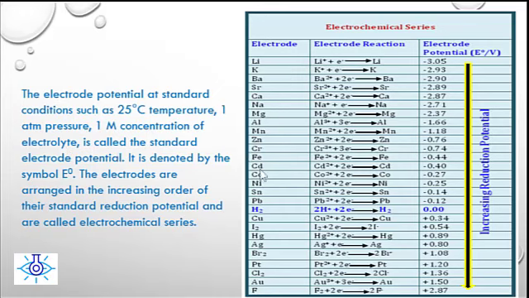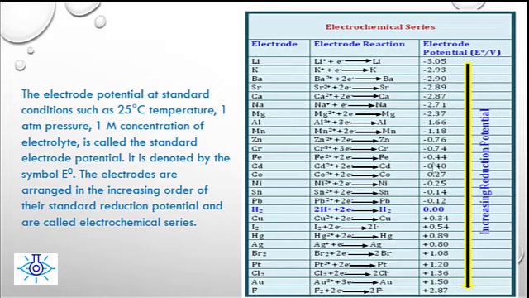That is denoted as E0. So the electrodes can be arranged in the order of increasing standard reduction potential. The electrodes are arranged in the increasing order of their standard reduction potentials, and that series is called the electrochemical series. So in this table some of the important metals' electrode potentials are illustrated. The standard electrode potentials are very important because we can extract a lot of useful information from this series.